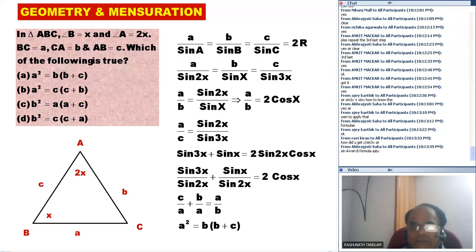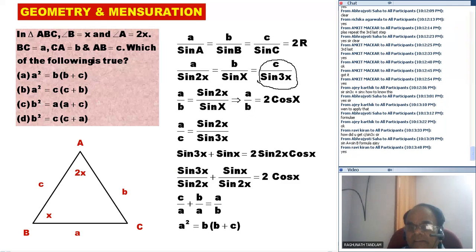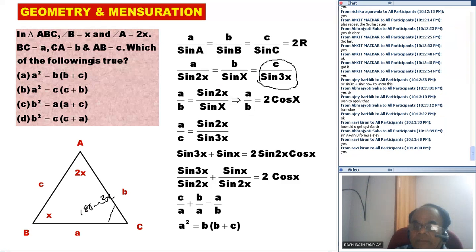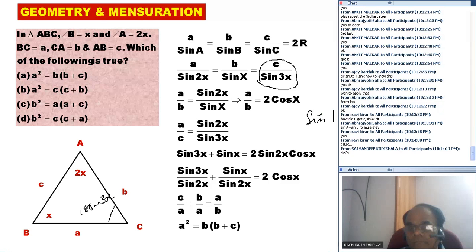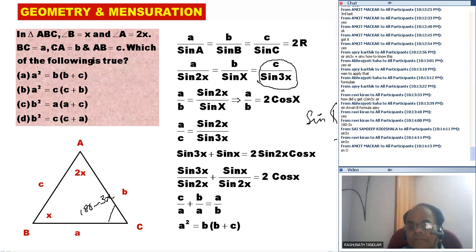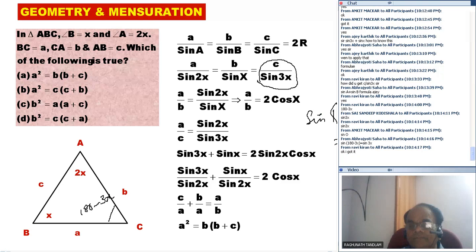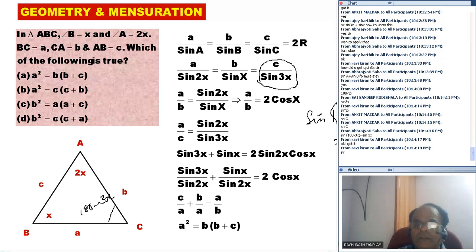How did I get this sine 3x is your doubt? Radical, is this your doubt? What is this angle? What is sine 180 minus theta? In school we have learned sine 180 minus theta is what? Sine theta. That's why I wrote that. Are you clear, Radical? Okay.